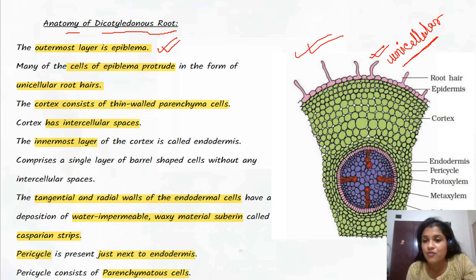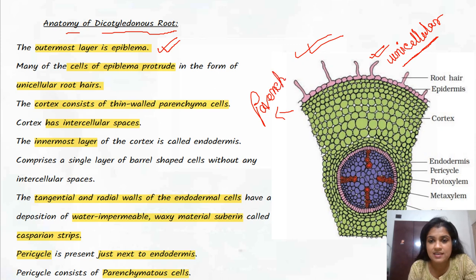The cortex consists of what? After epiblema, the epidermis, there is cortex. Cortex is made up of thin parenchymatous cells, and here we can see intercellular spaces. So the cortex consists of parenchymatous cells which have intercellular spaces, but generally the epidermis and epiblema region does not have intercellular spaces. So this is till cortex.